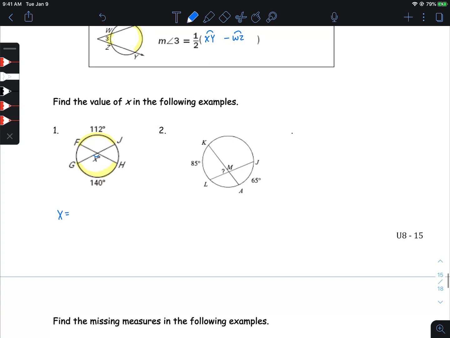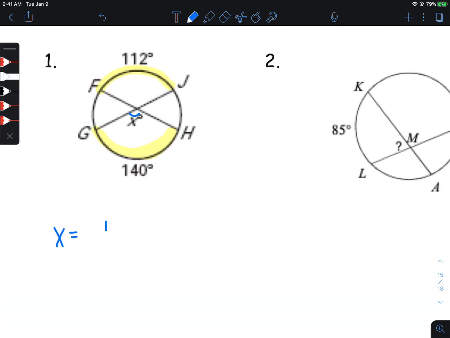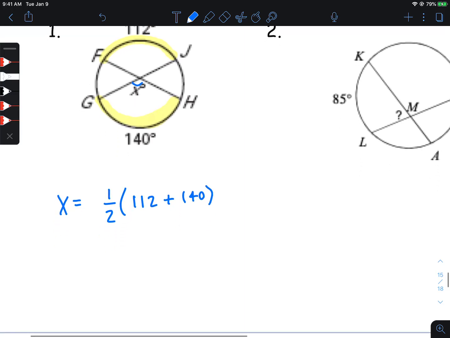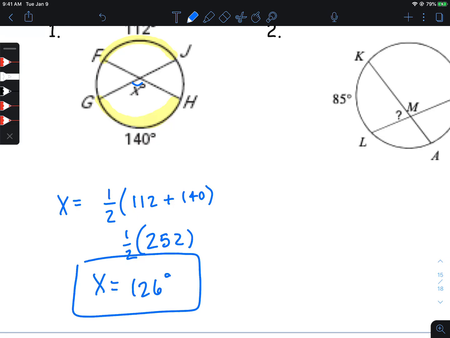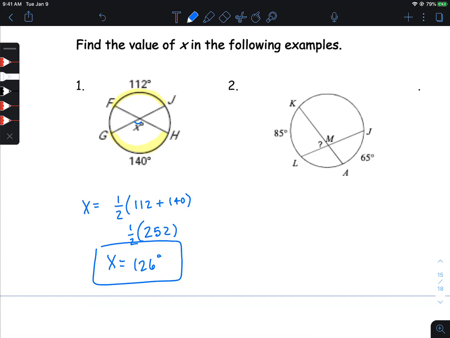So that's in between, so we will add them and divide by 2. So it's 112 plus 140, and then we'll divide that by 2. 112 plus 140 is 252. And then we'll do that times 1/2, or basically divide that by 2. And that gets us that X is 126 degrees. And that's about it there.